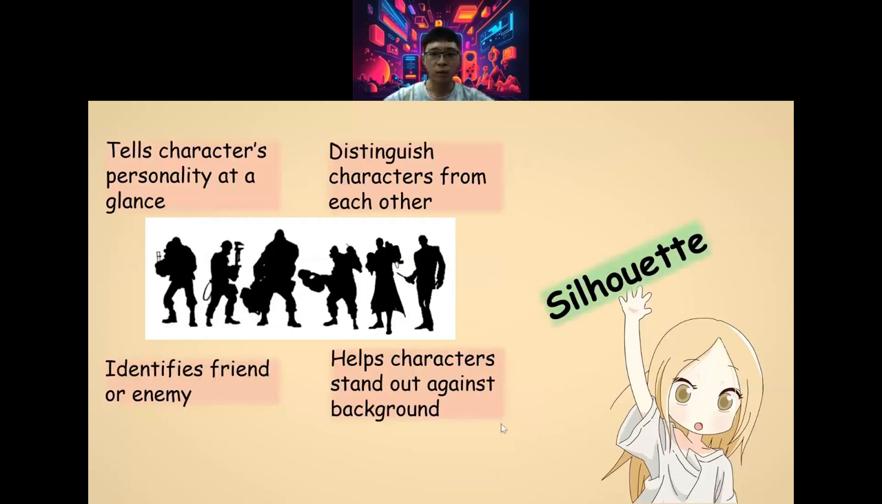The next tip is silhouette. Silhouette means a black or dark shadow of the character, like in this picture. With silhouette, you can create a unique personality easily. With a unique personality, it can distinguish characters easily, and it can help to identify friend or enemy well. And last, it can also help a character to stand out against a background or world elements.